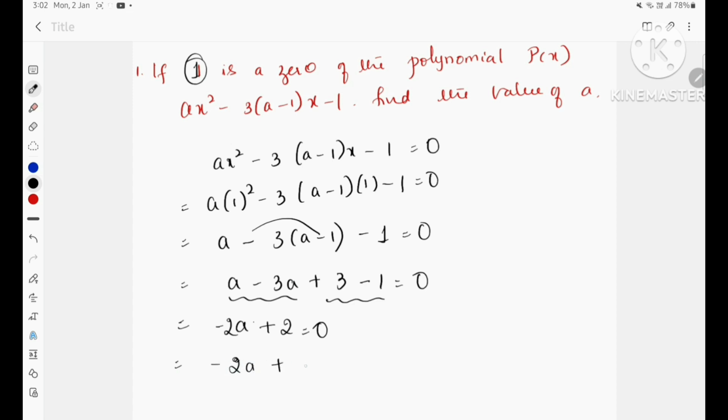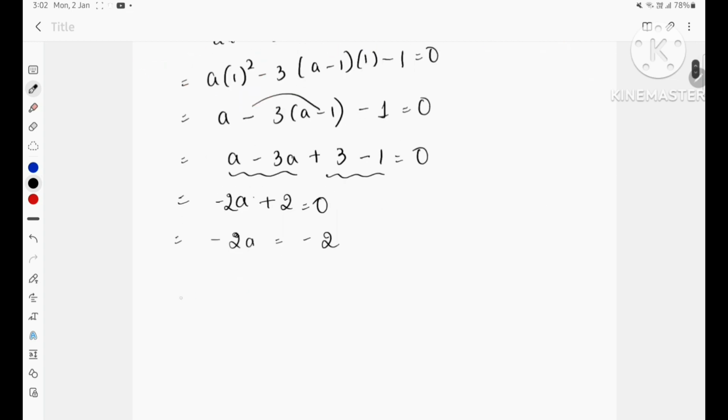Hence minus 2a will be equal to minus 2. If you cancel the negative sign, you get a will be equal to 2 by 2, which is 1. So hence the value of a is 1.